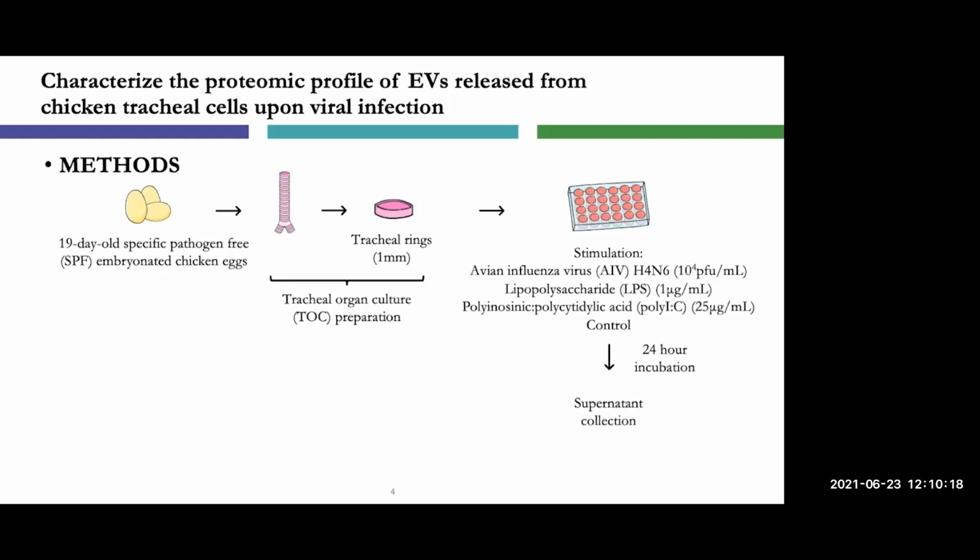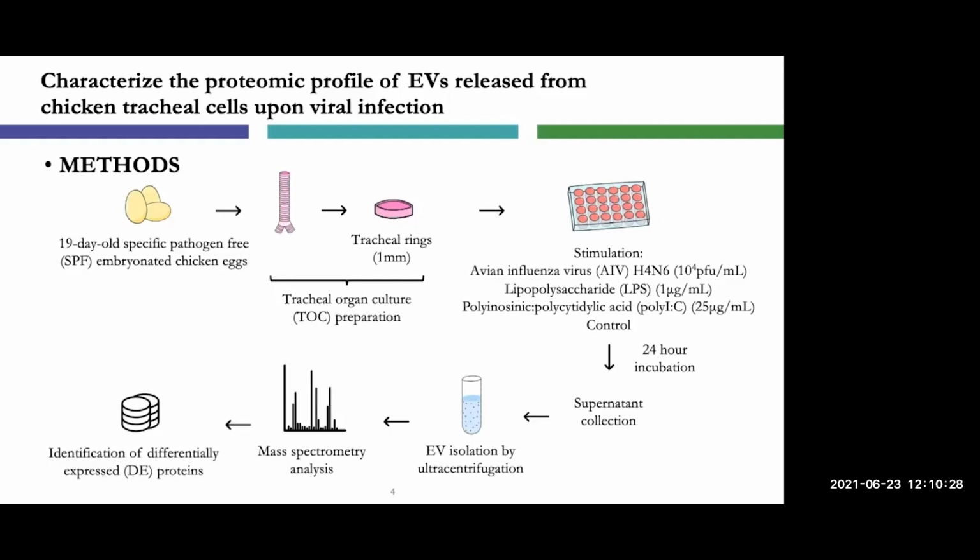At 24 hours post-stimulation or infection, we collected the supernatants and then isolated the EVs by ultracentrifugation. We then performed mass spectrometry analysis, identified the differentially expressed proteins, and from this information, we looked at gene ontology terms and protein-protein interaction networks.